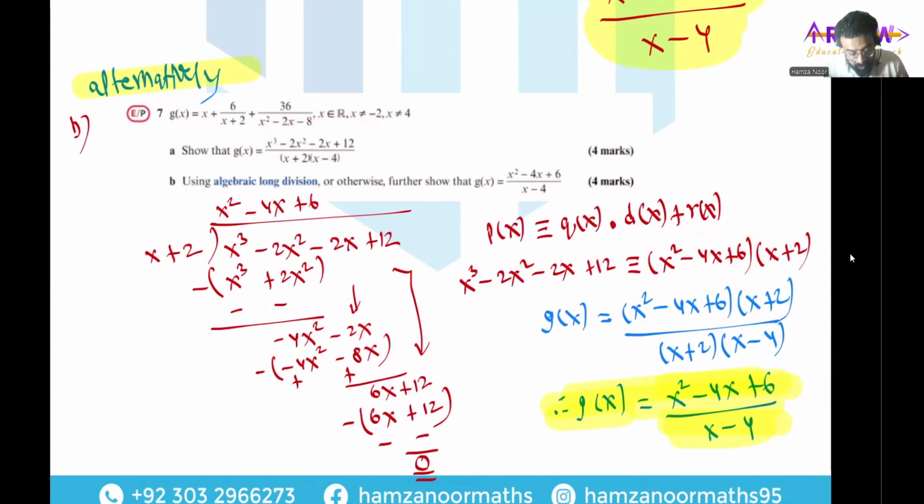All right. So x square minus 4x plus 6 multiplied by x plus 2, divided by x plus 2 multiplied by x minus 4. Okay, so x plus 2 and x plus 2 got cancelled out. And therefore, congratulations, you have found the required form. Gx is equal to x square minus 4x plus 6 divided by x minus 4.